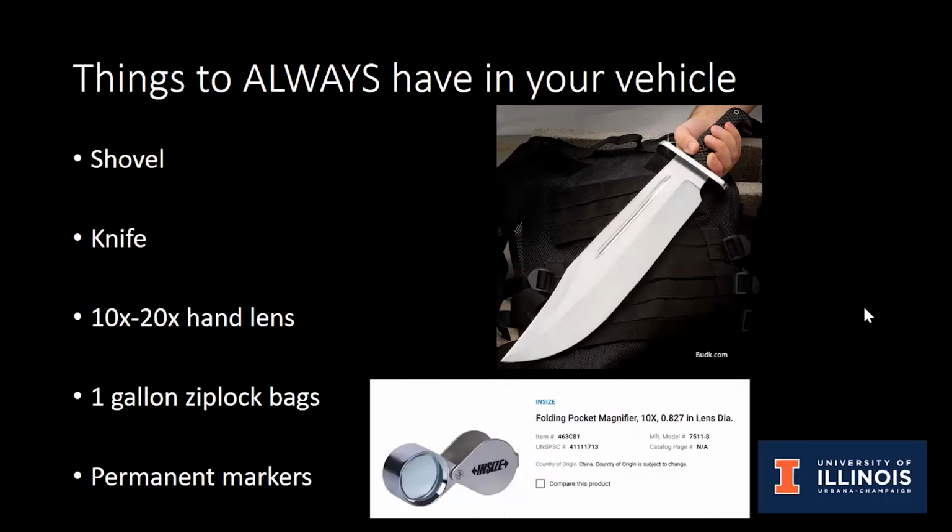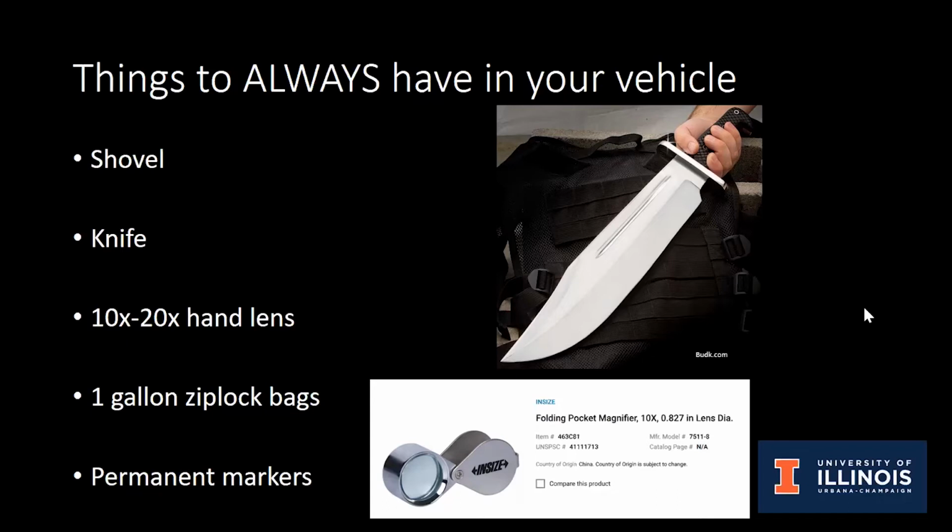And then this is a type of loop or hand lens that you might want to have. So hopefully everybody has one of these. These are often handed out at meetings and other get-togethers. So keeping one in that center console or in your glove compartment can really help you here with making some diagnoses. I also say really important things to keep as well, gallon Ziploc bags and permanent markers.